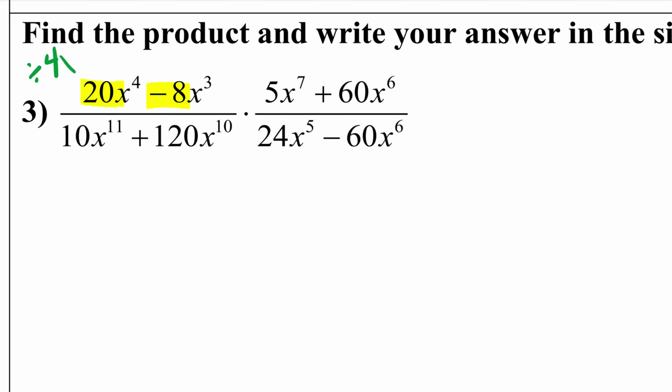And I have an x in both. My lowest exponent is 3. And my biggest exponent is positive, so my GCF is positive. Okay, that's my GCF there.